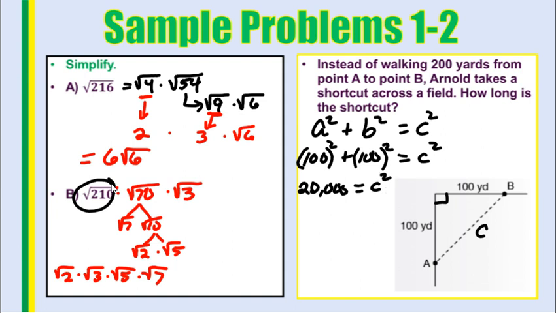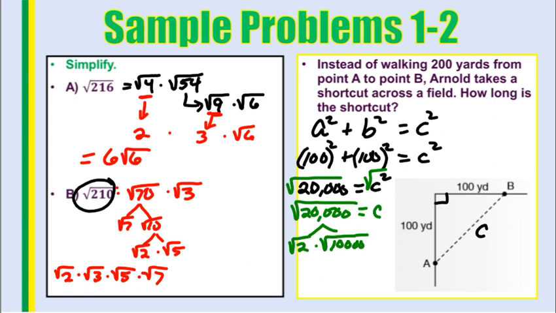Now to undo a square, you need to find the square root. So the square root of c squared is c. Whatever you do on one side, you must do on the other side. So we need to find the square root of 20,000. And so let's break down 20,000. I know that I can break this down as the square root of 2 times the square root of 10,000.